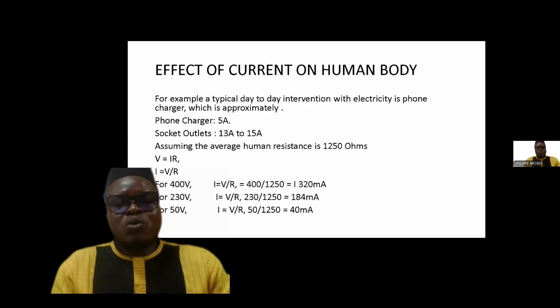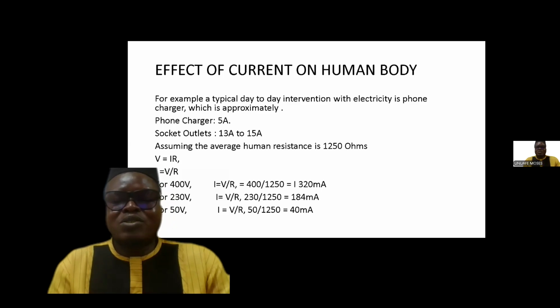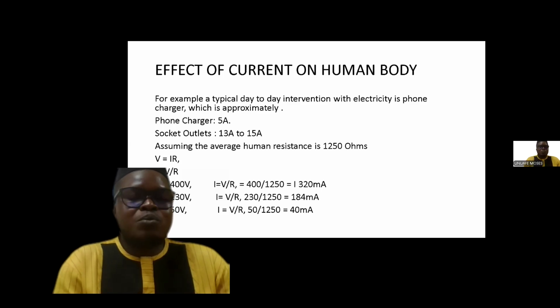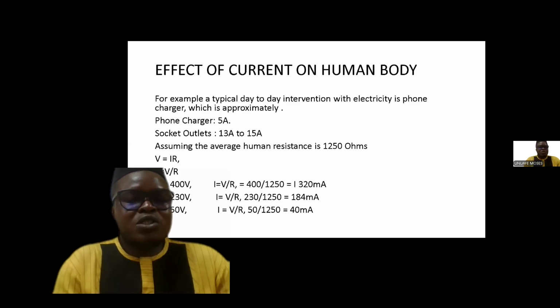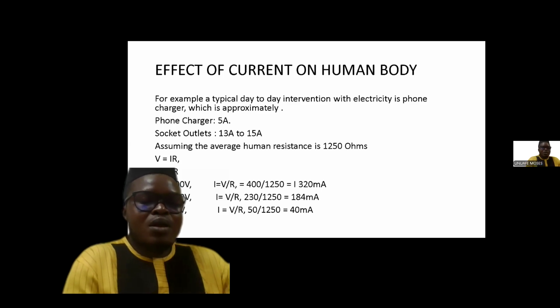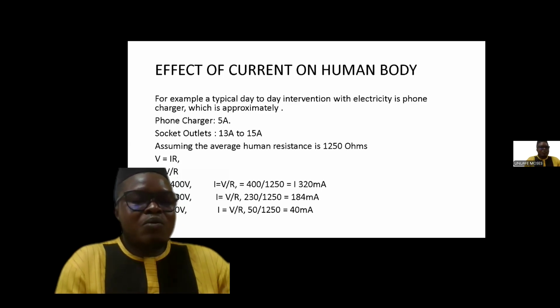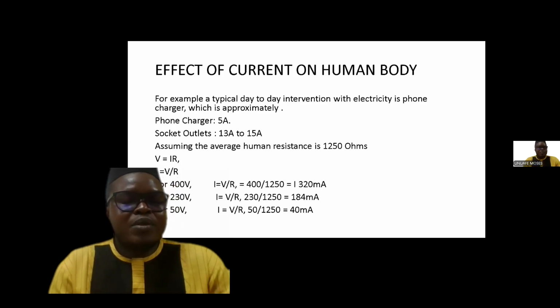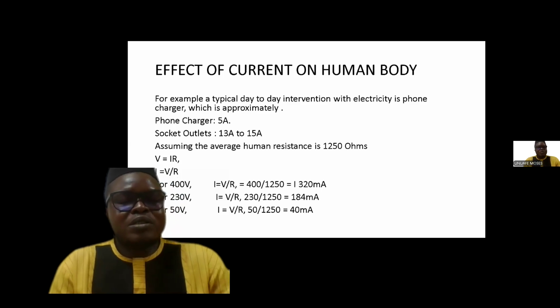Now, let's do a calculation to know the effect of electric current on the human body. Assuming that the average human resistance is 1,250 ohms. Therefore, according to Ohm's law, V, which is voltage, is equal to current times what? Resistance. And for us to calculate current, we have to make I, which is current, the subject of the formula. By so doing, our current is equal to voltage divided by what? Resistance.